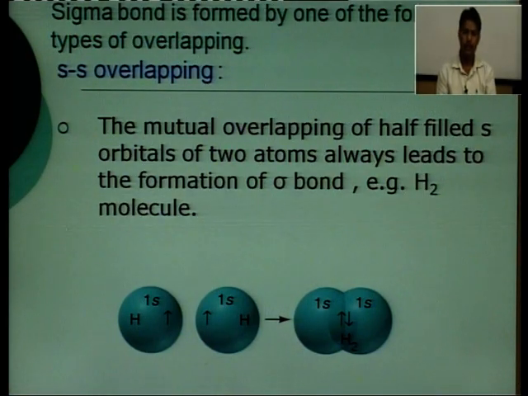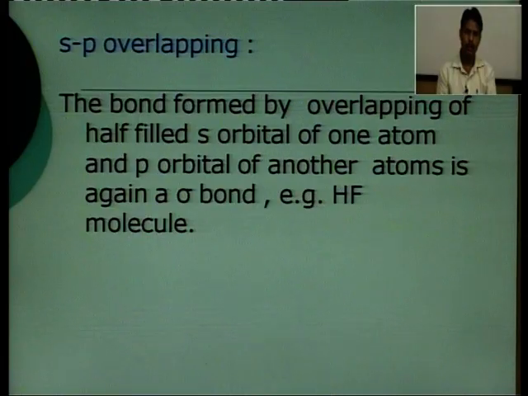So, there is a formation of a sigma bond. So, these are types of covalent bonds, sigma and pi bond. SP overlapping: the bond formed by overlapping of a half-filled s orbital of one atom and a p orbital of another atom is again a sigma bond.